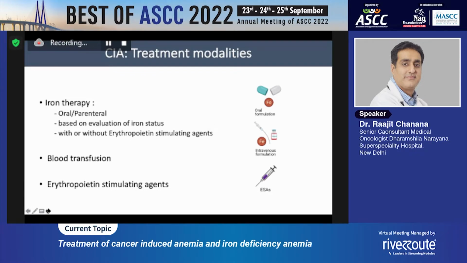So there are three main modalities of treatment of chemotherapy-induced anemia. The first is iron therapy, which can be oral or parenteral. Second is blood transfusion, and third is ESA, that is erythropoietin stimulating agents.